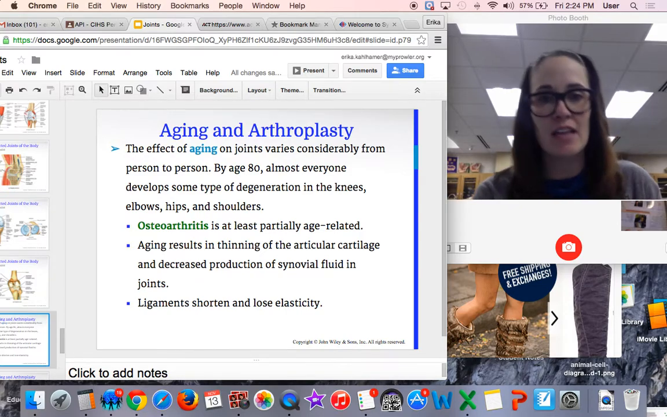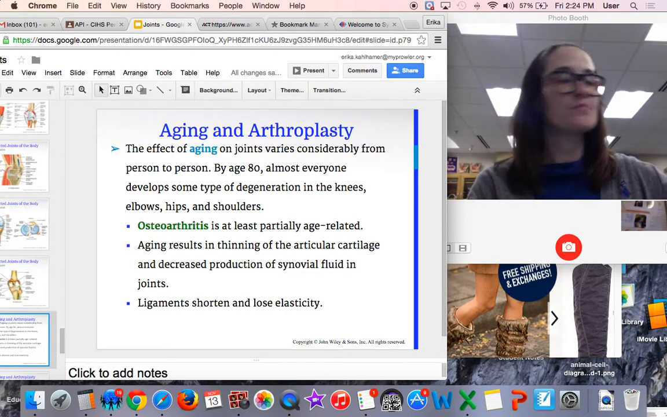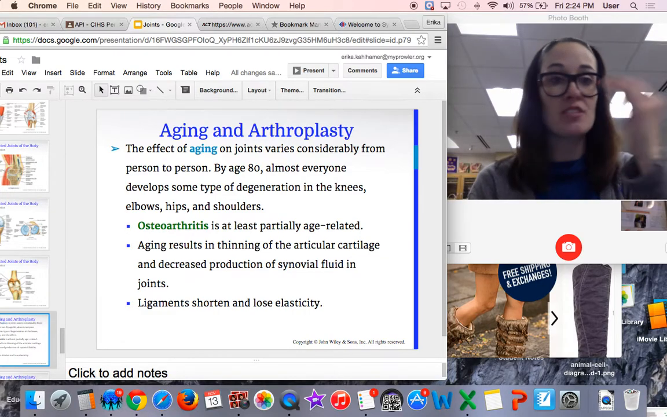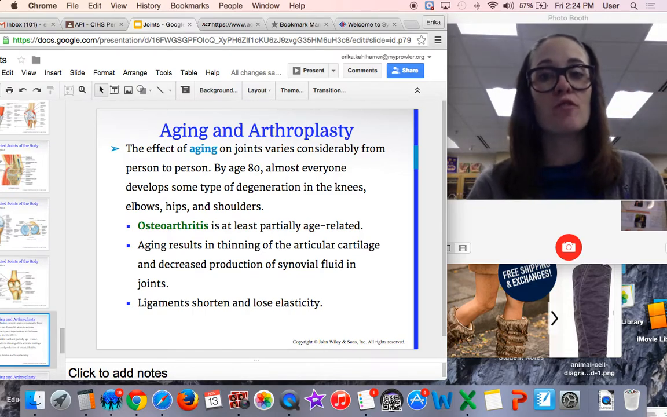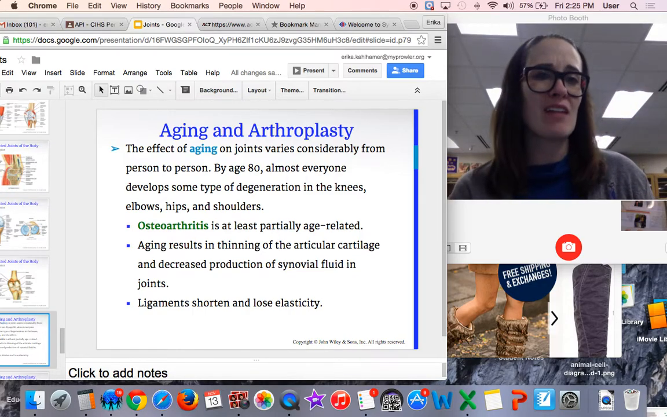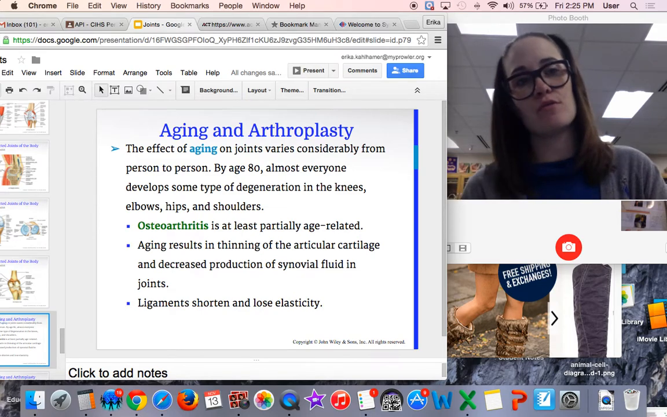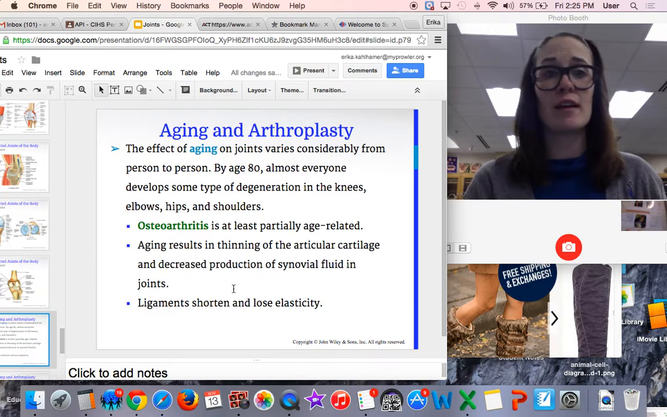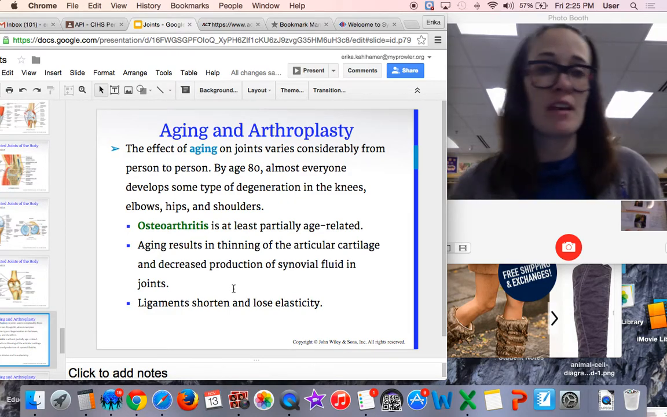Osteoarthritis has a lot of age-related components. The articular cartilage, like I just mentioned, gets thinner. It doesn't create as much synovial fluid. So it's just going to be painful to move those joints. Ligaments shorten, lose elasticity. So like I said, it's more stiff in that joint.